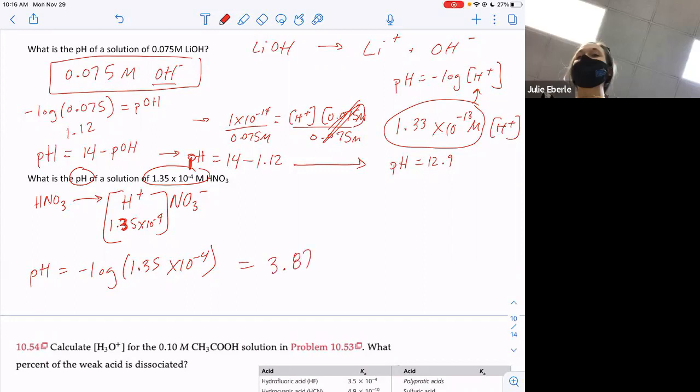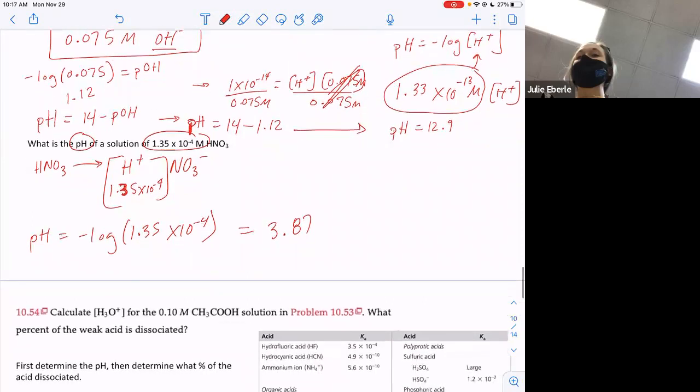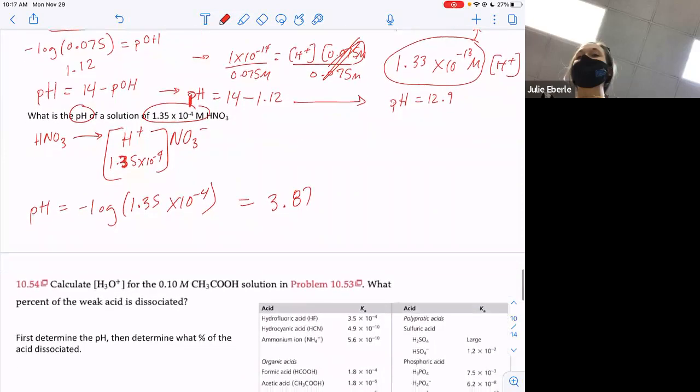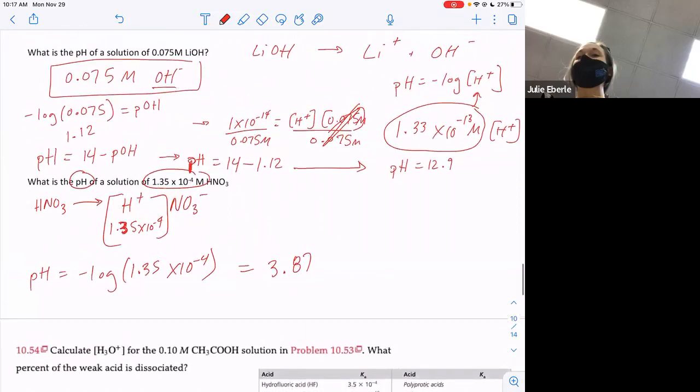Okay, so that's a few examples of just calculating pH. It's not a buffer. We're just using pH equals the negative log of H plus here. Notice we use that in both equations. We just had a little extra work on the first part because it was a strong base we're starting with. And we had to determine the concentration of H plus from the information we were given. Any questions on that?